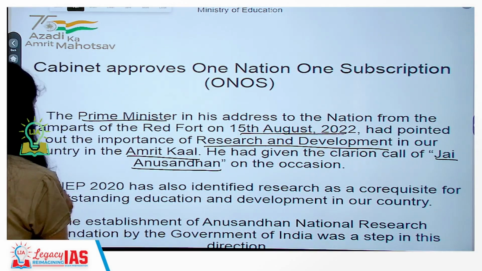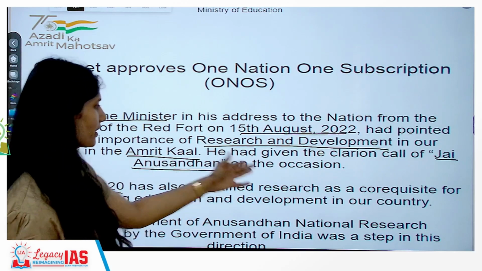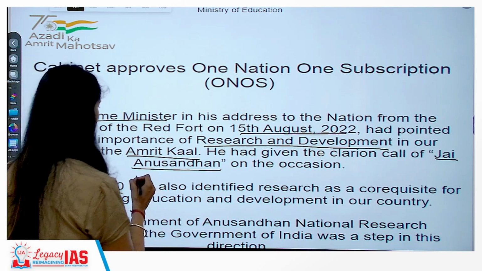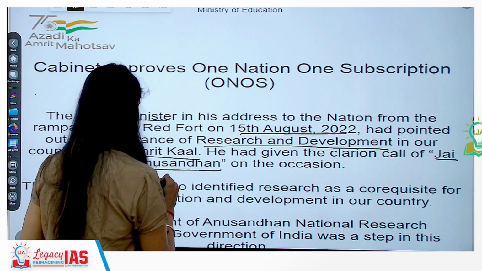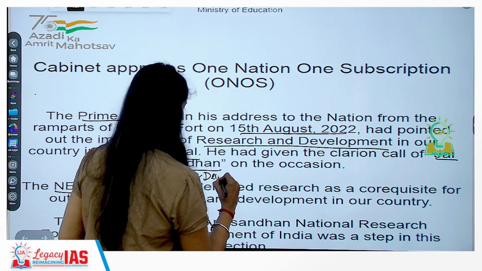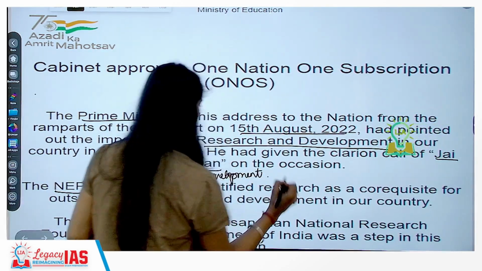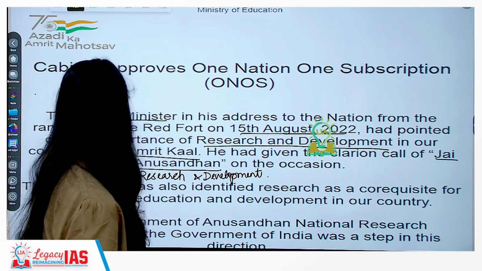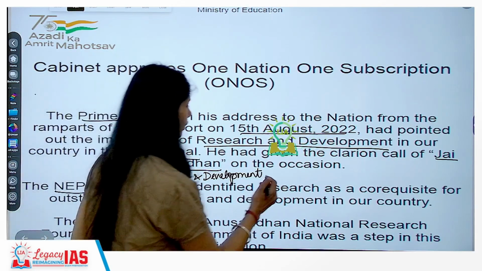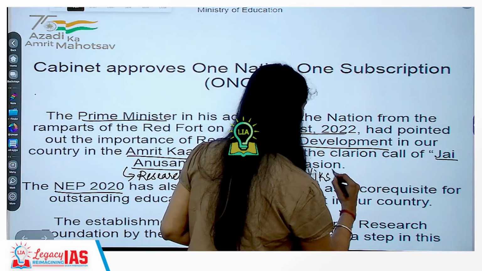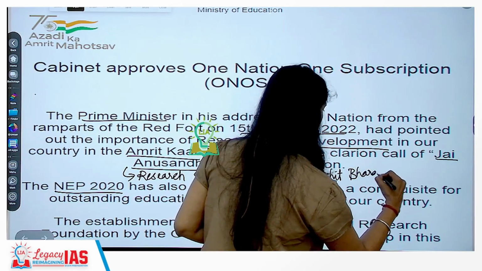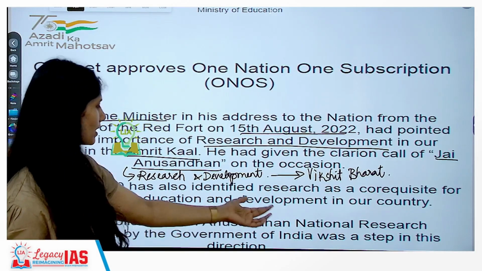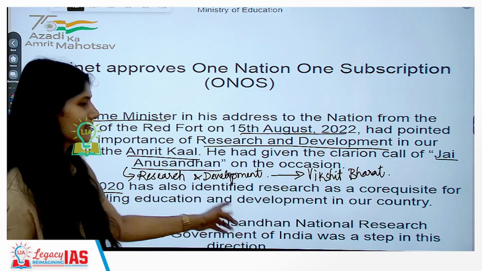The National Education Policy 2020 has also identified research as a core requisite for outstanding education and development in the country. So, when we say Jai Anusandhan, it is to do and foster research and development. Alongside your National Education Policy of 2020, both of these, the NEP 2020 and research and development, form one of the key components of your Viksit Bharat. Further on we will discuss what Viksit Bharat is. The establishment of the Anusandhan National Research Foundation by the Government of India was a step in this direction.